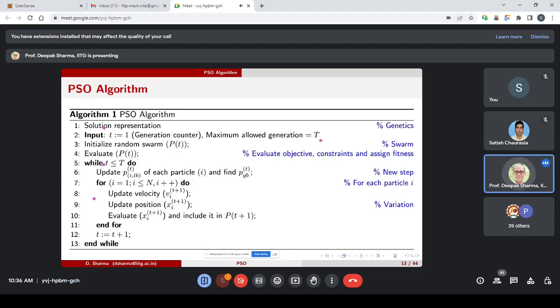Then we have a while loop where we will be running this PSO for capital T number of iterations. In step 6, we will be finding the local best of each particle, and among them, we will be finding the global best. Then after finding the global best, we have another for loop for the number of particles, and for every particle, we will be updating the velocity, updating the position, and then finally, we will be finding the fitness, and we are including it into the next. Once it is done, t is increased by 1 and the while loop keeps on continuing till the termination condition gets satisfied.